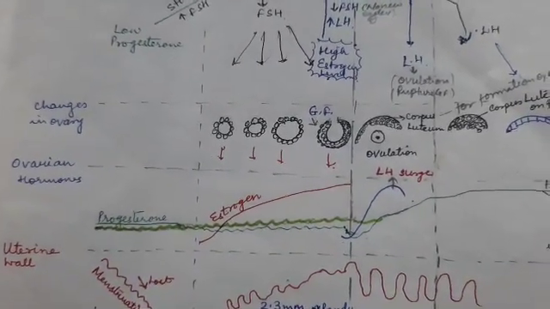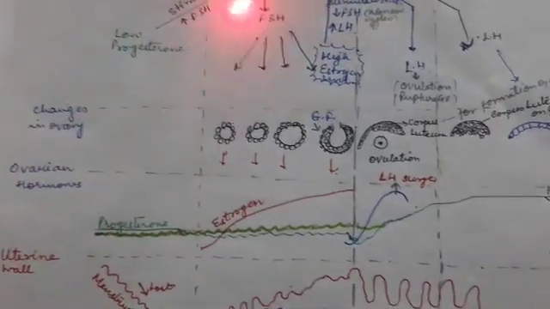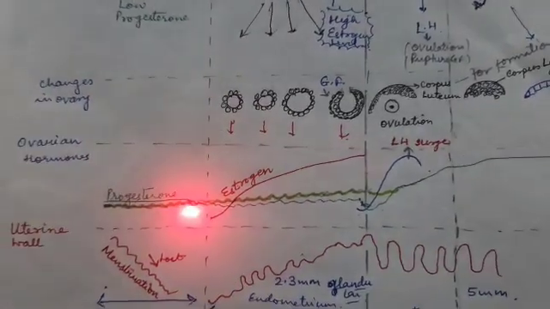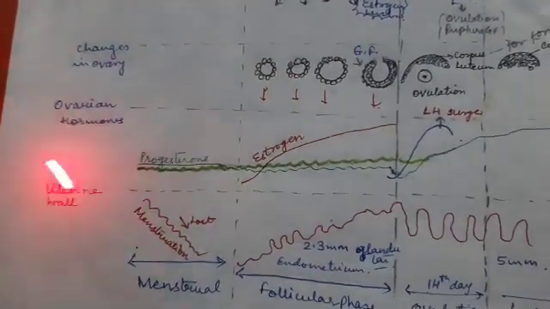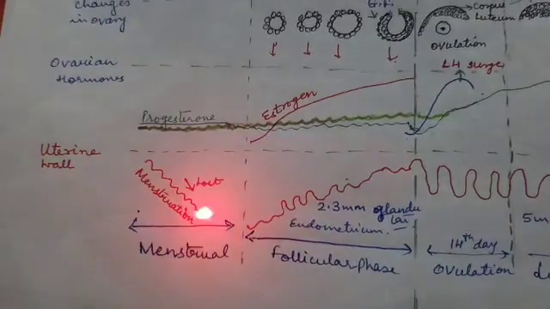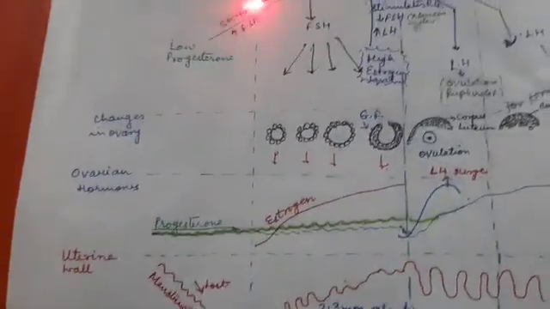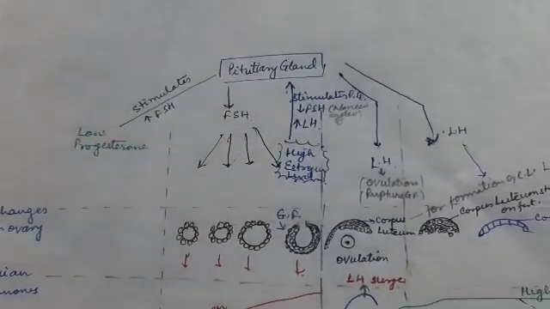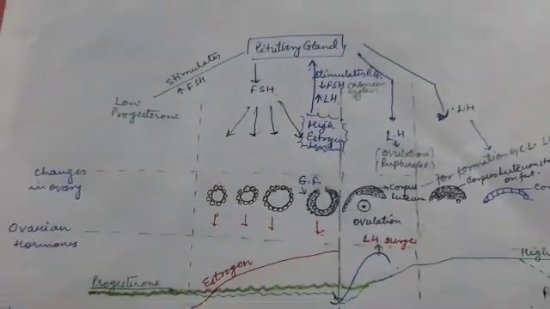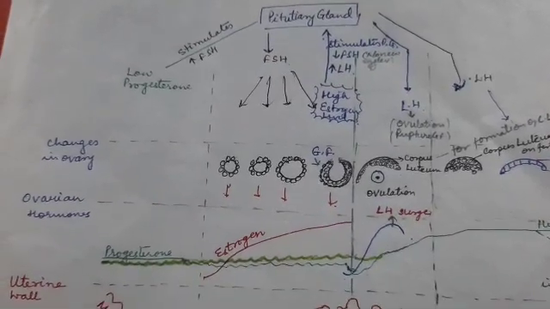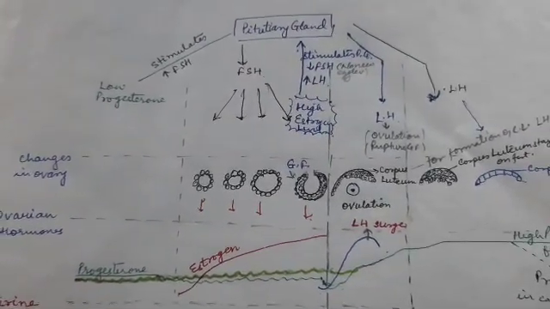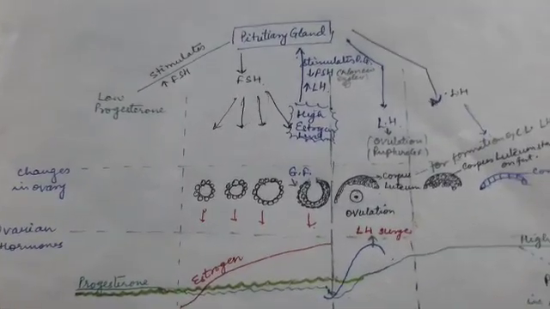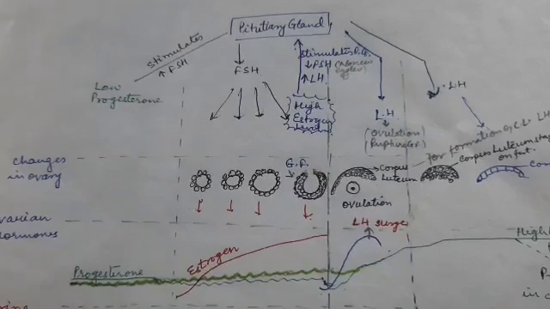Now this low level of progesterone is going to stimulate the pituitary gland. So low level of progesterone is the change in the ovarian hormone, menstruation, the menses, is taking place in the uterine wall, and the change in the pituitary gland is that the low level of progesterone will stimulate the pituitary gland to increase the secretion of FSH. FSH is follicle stimulating hormone, and so the pituitary gland starts producing FSH.